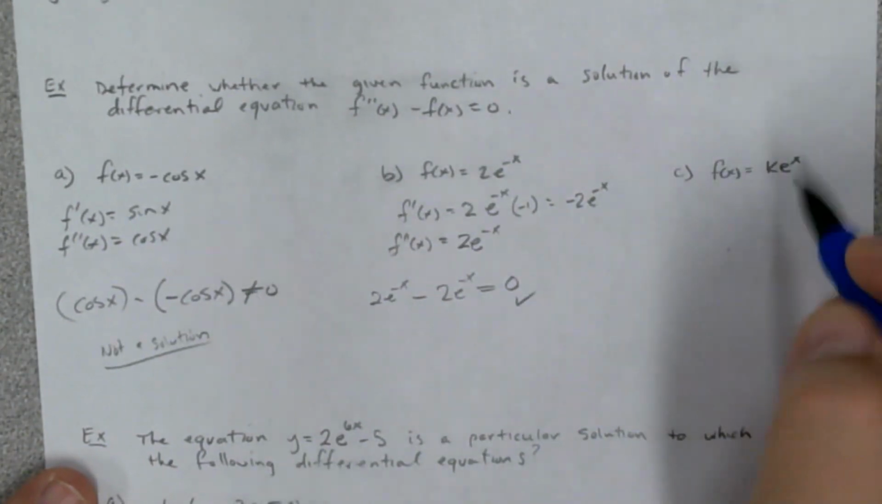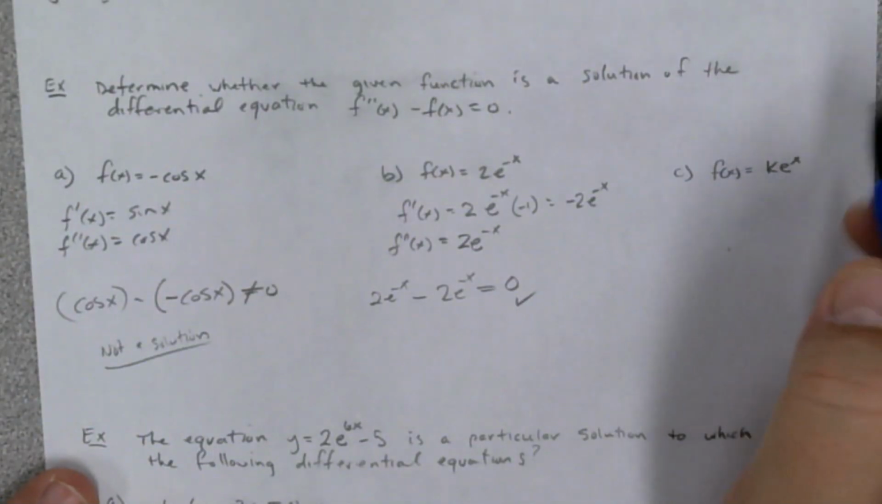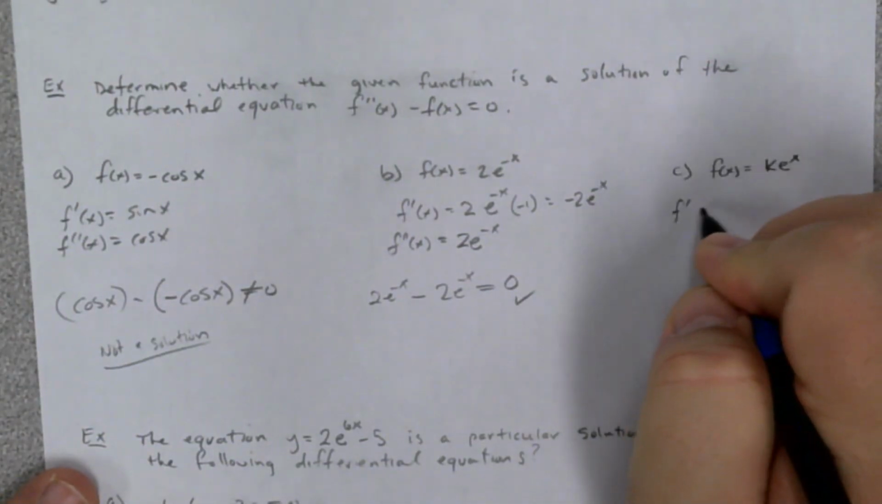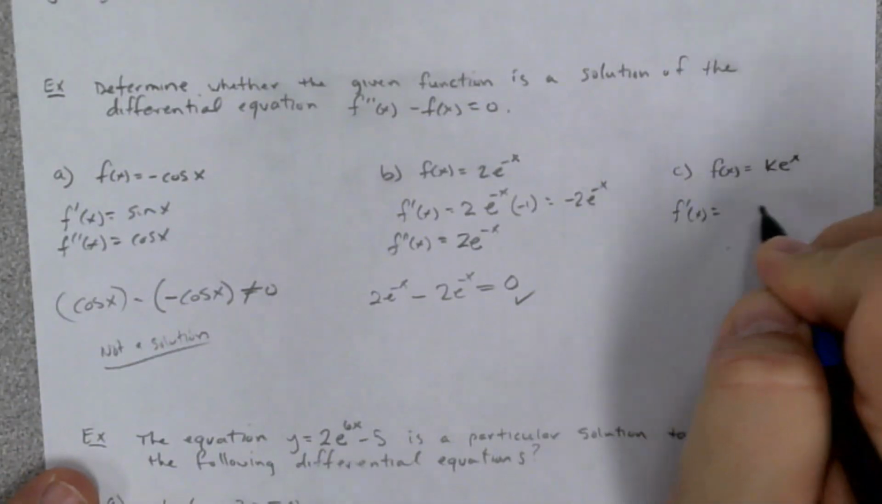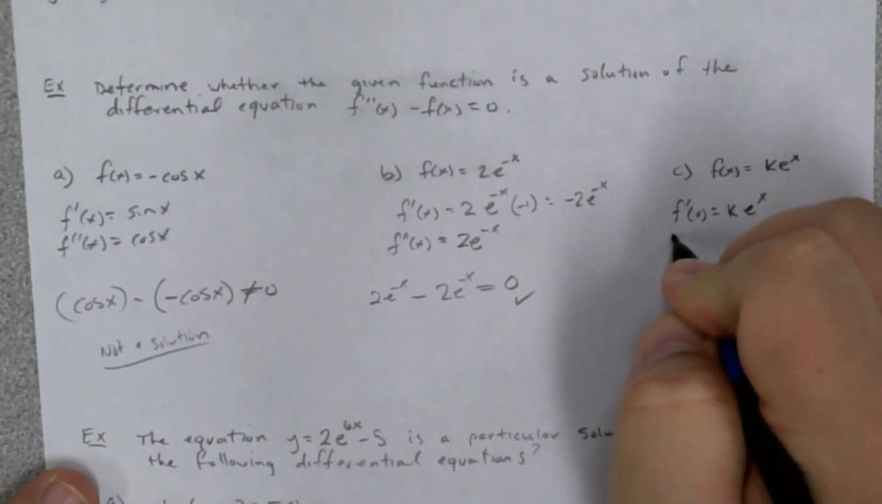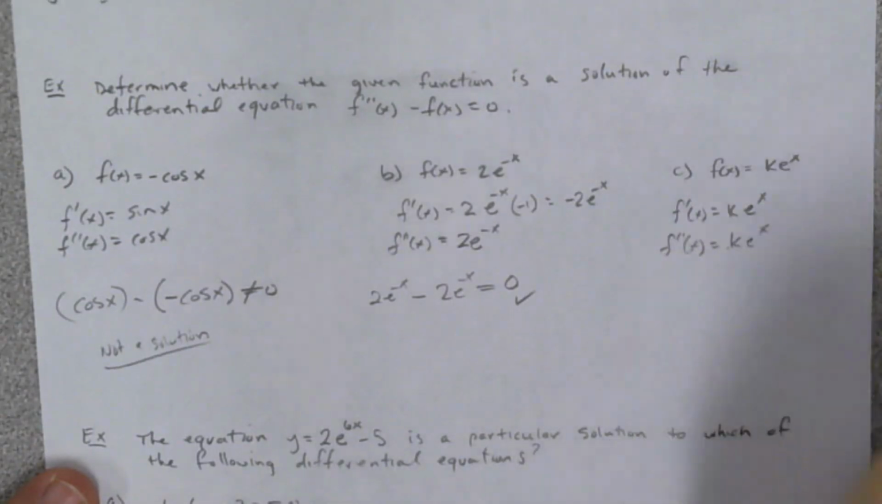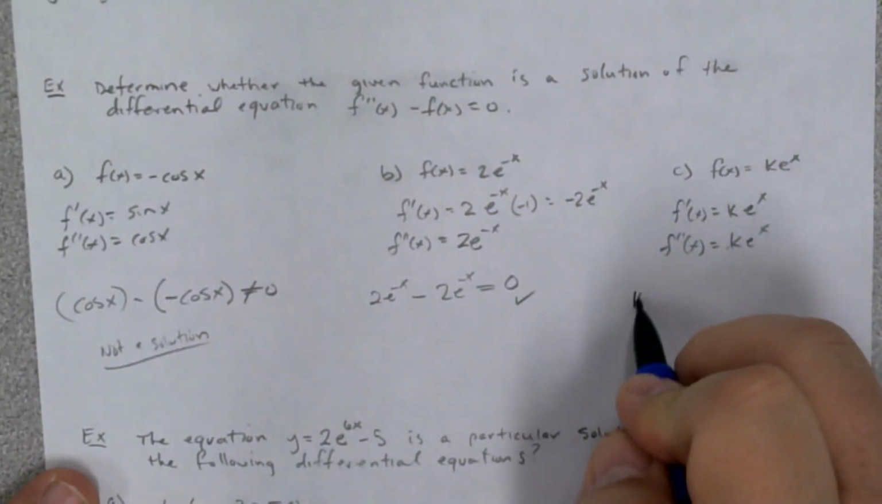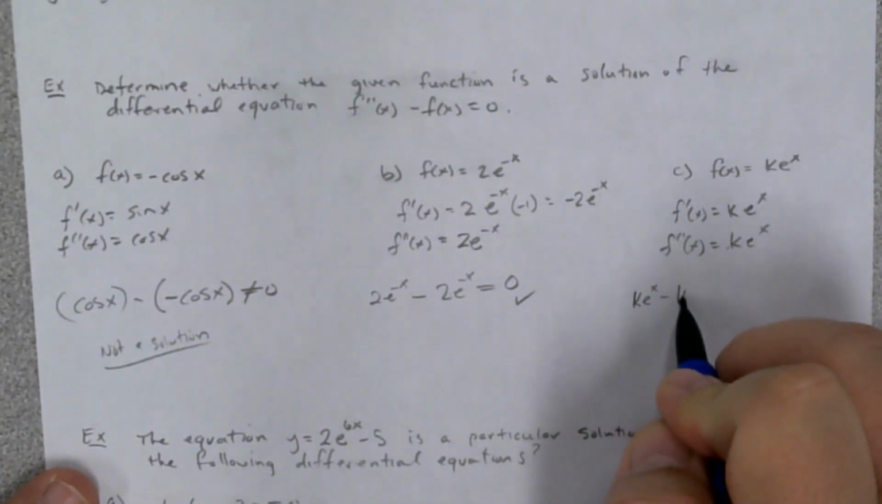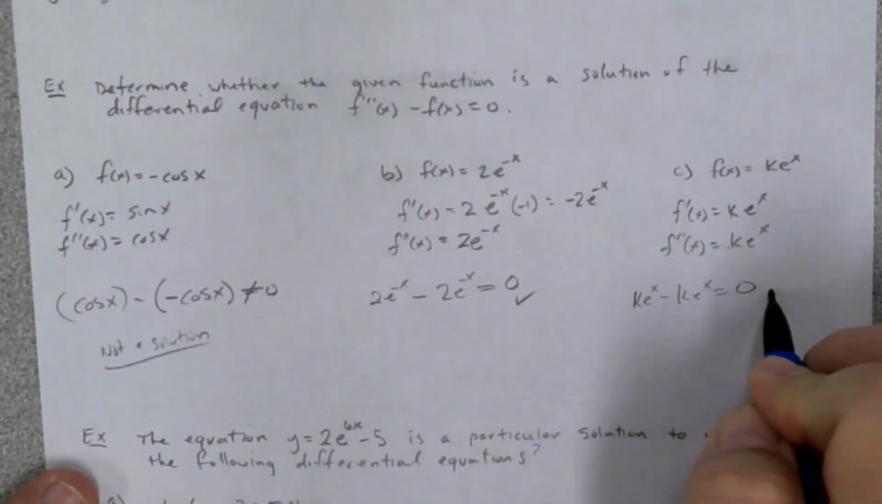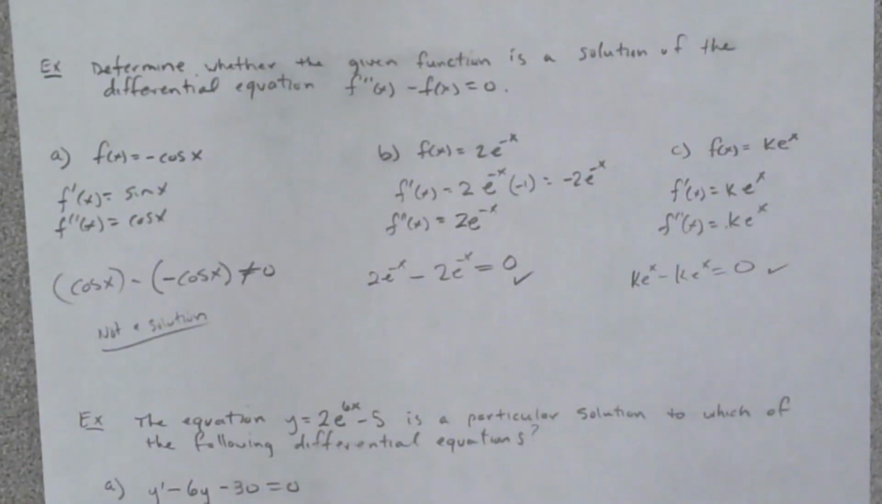And then what about this one over here where I have some generic constant k, and you can see it's pretty much the same thing. You'll have k e to the x, and the second derivative is k e to the x, and so yes, these will indeed be a solution. Okay, so that's basically how you verify things out.